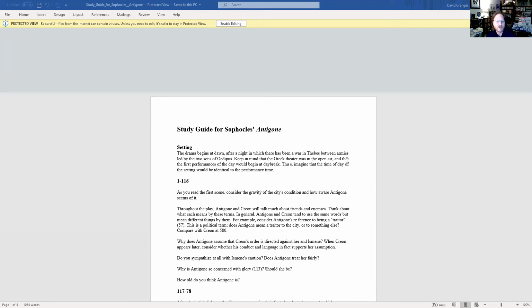Another thing that I think you'll find interesting here is that I think it asks, about halfway down the page here, how old do you think Antigone is?